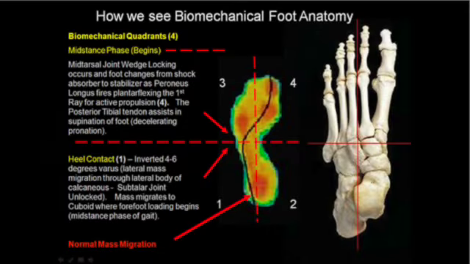The first thing that we're going to look at is the anatomy. We break the anatomy down into 4 different sections, 2 in the forefoot and 2 in the rear foot. Each of them have a unique mechanical perspective and function.